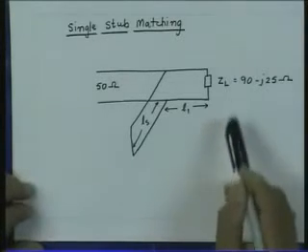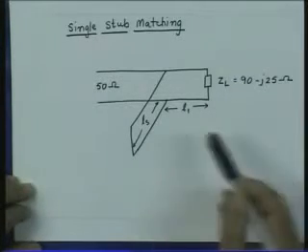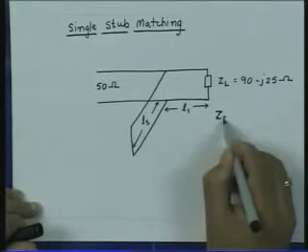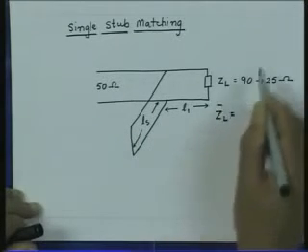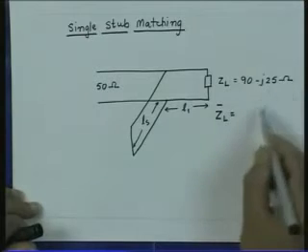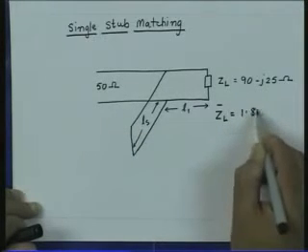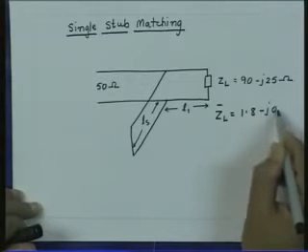So, as we proceed, first thing we do is we normalize this impedance with the characteristic impedance. So, you get ZL normalized, that is this 90 minus j25 divided by 50. So, this will be 1.8 minus j0.5.